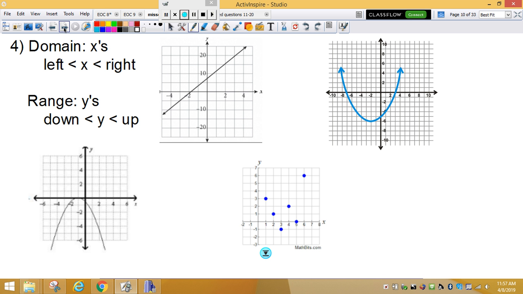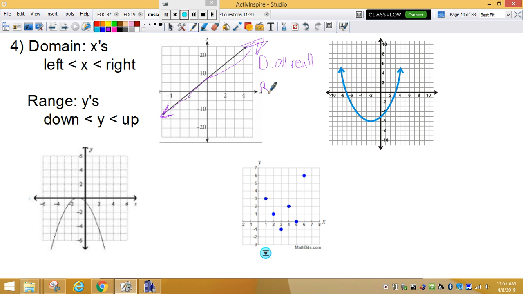All right, hopefully you have the notes written down so we can just fill them in now. So what you need to know, domain are your x's, and it goes left to right. Range are your y's, and it goes down to up. So let's do this first graph, domain. Domain goes left. So how far left will this graph go? Well, that arrow means it keeps going. Right. It has that arrow, which means it keeps going. So your domain is going to be all real numbers because it goes left and right forever.